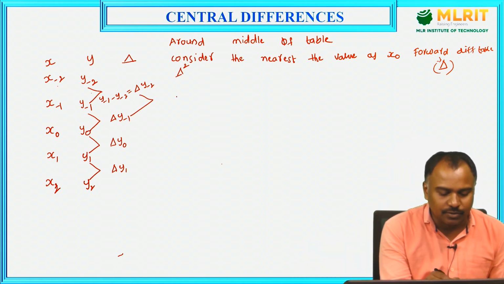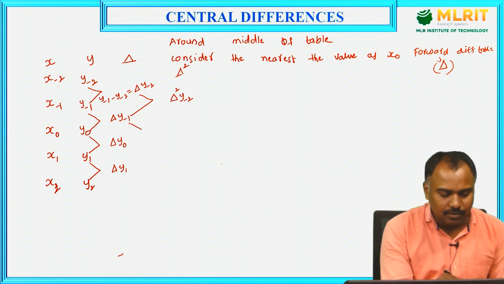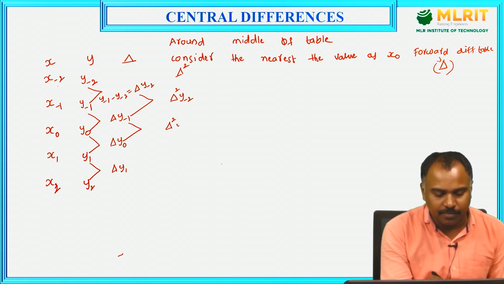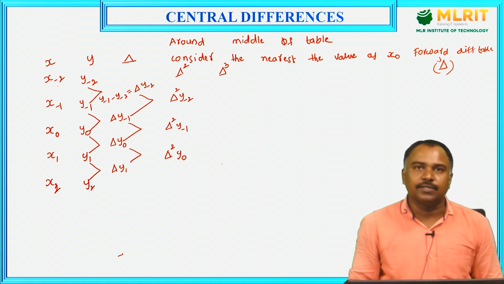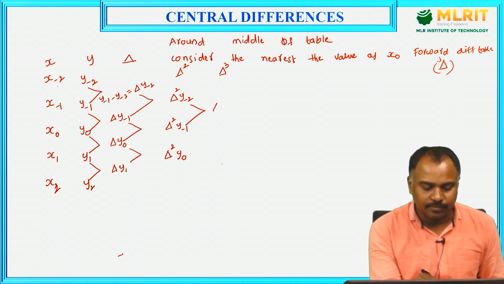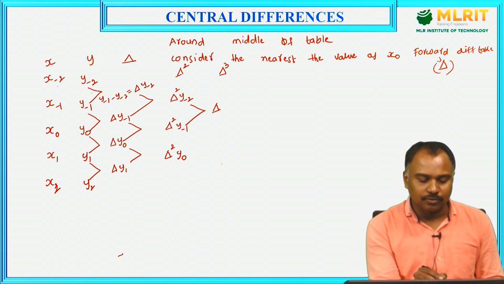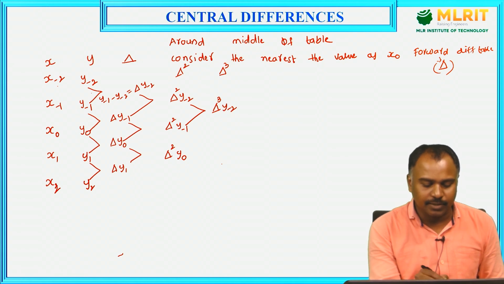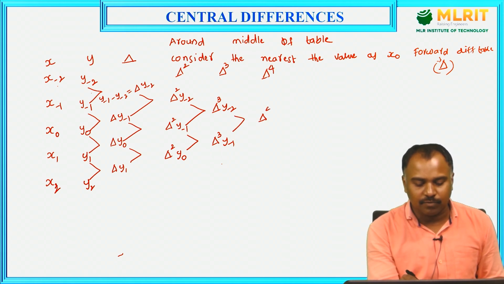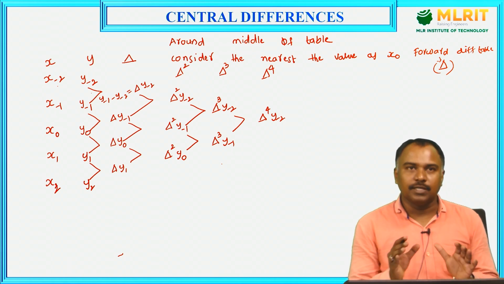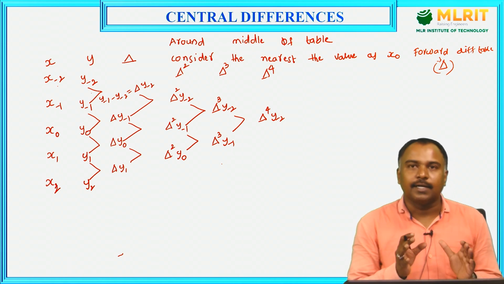Similarly, we need to find the second, third and fourth order differences. The difference of these two is denoted by delta square y minus 2, then delta square y minus 1, then delta square y naught. We continue these differences till the single value: delta cube y minus 2, delta cube y minus 1, and delta power 4 y minus 2. This is the way we construct the central differences table.